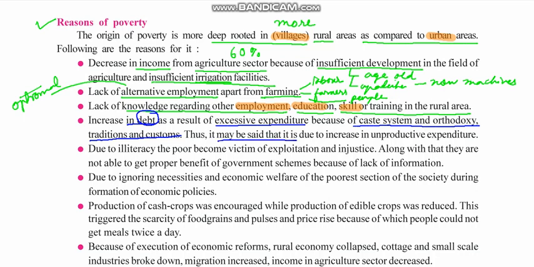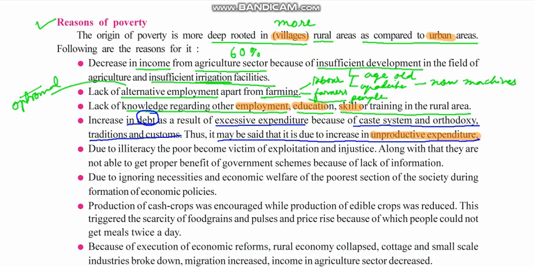Thus, it may be said that it is due to increasing unproductive expenditure. So the expenditure done behind these traditions and customs and all the things is many a times unproductive. Why? Because it doesn't produce anything. It is called unproductive expenditure.